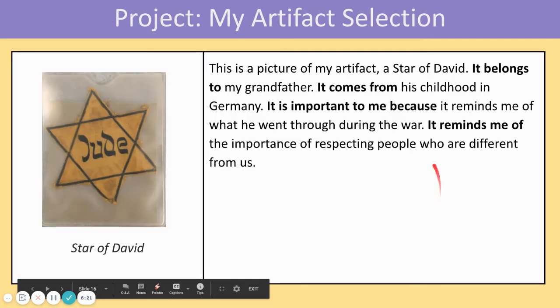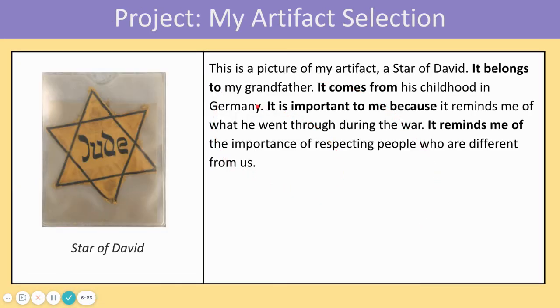Let's look at my example from last week. This is a picture of my artifact, a Star of David. It belongs to my grandfather. It comes from his childhood in Germany. It is important to me because it reminds me of what he went through during the war. It reminds me of the importance of respecting people who are different from us.